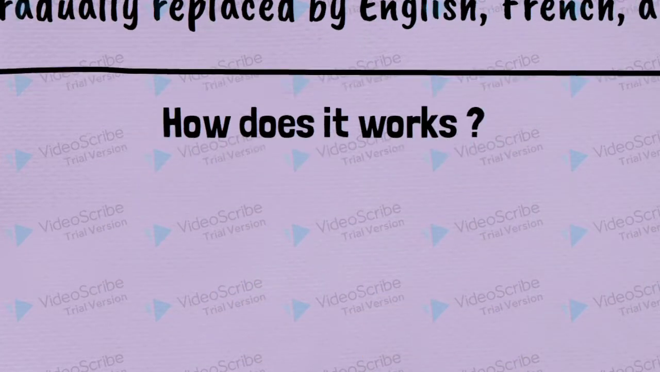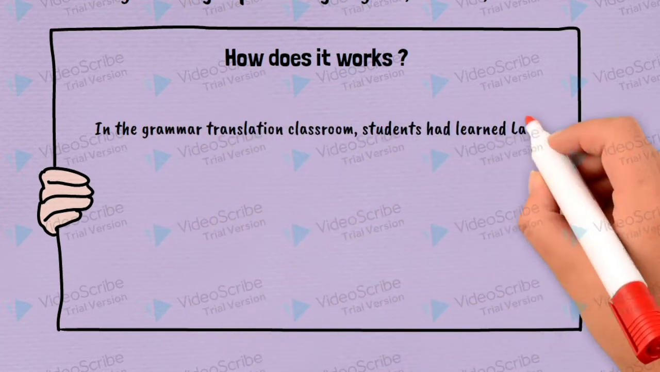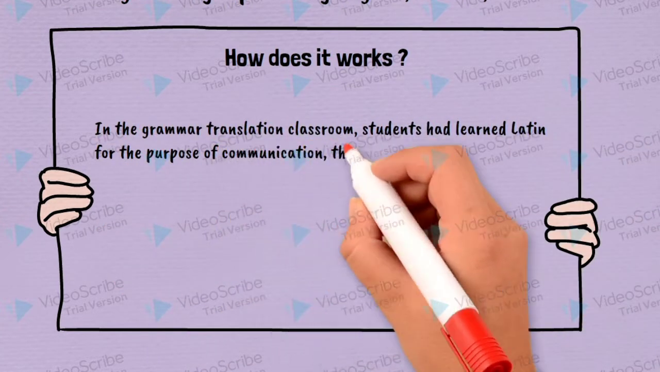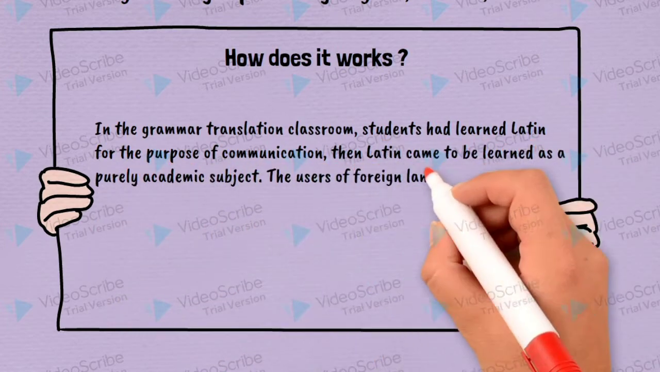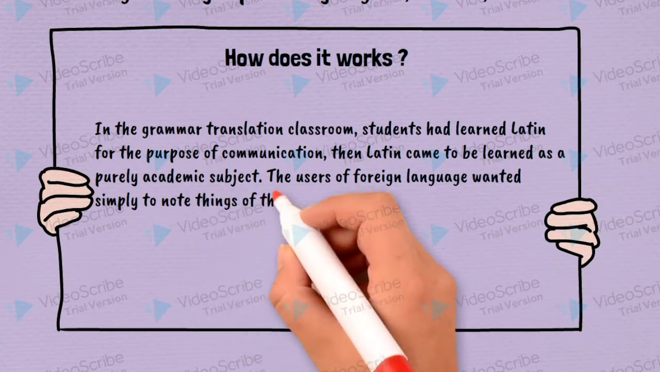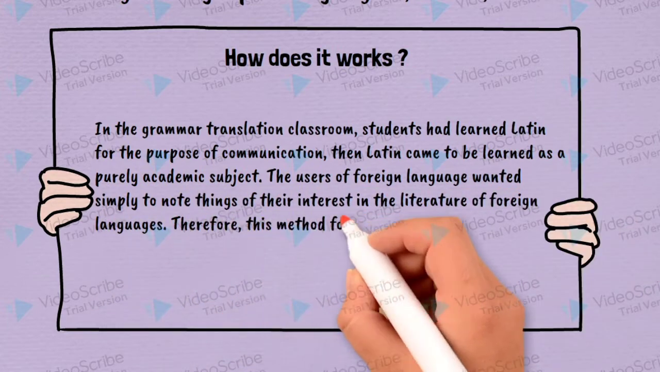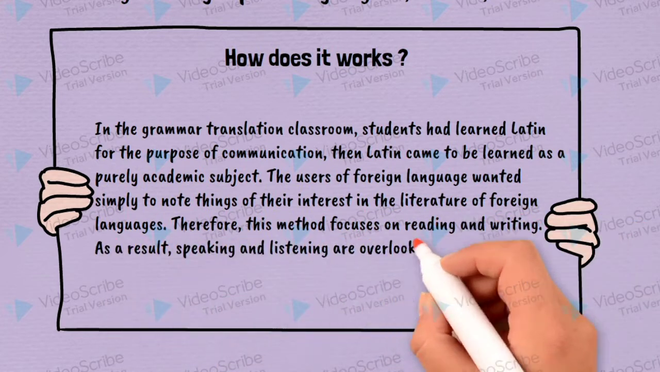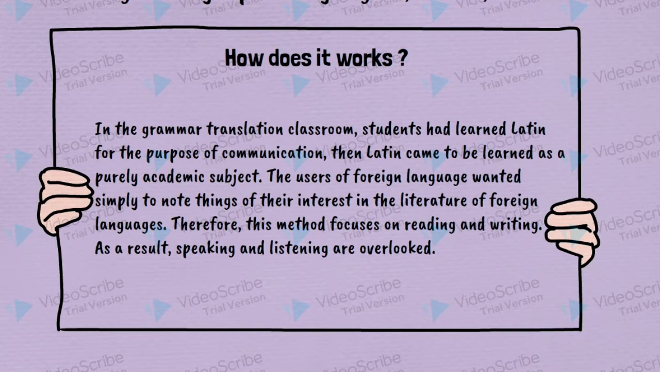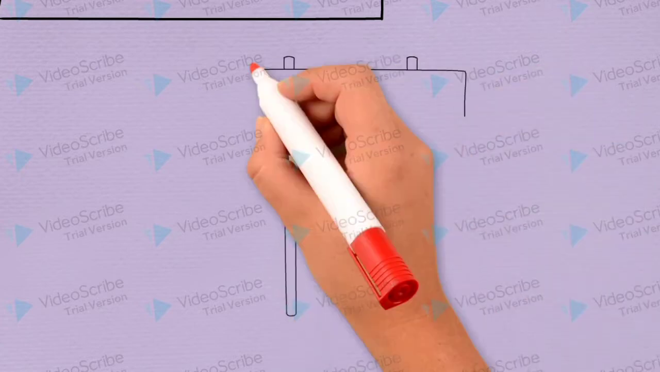And how does it work? In the grammar translation classroom, students had learned Latin for the purpose of communication. Then Latin came to be learned as a purely academic subject. The users of foreign language wanted simply to show their interest in the literature of foreign languages. Therefore, this method focuses just on reading and writing. As a result, speaking and listening are overlooked.